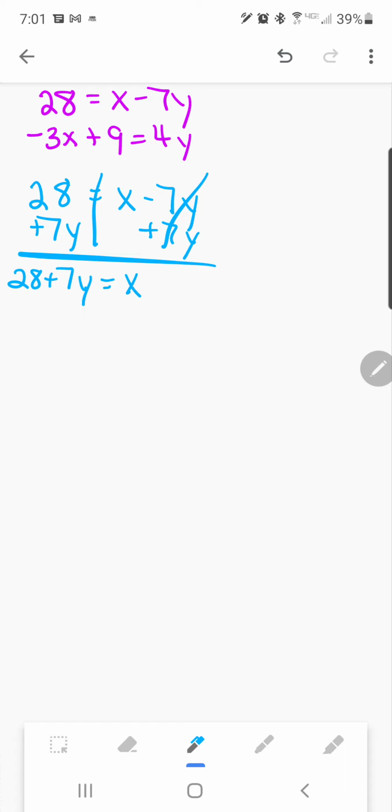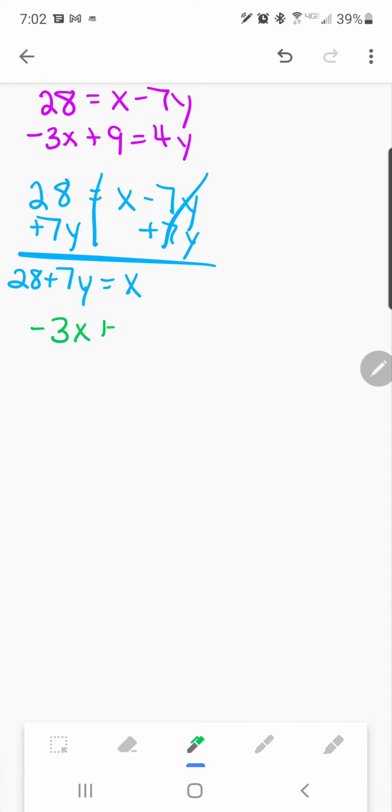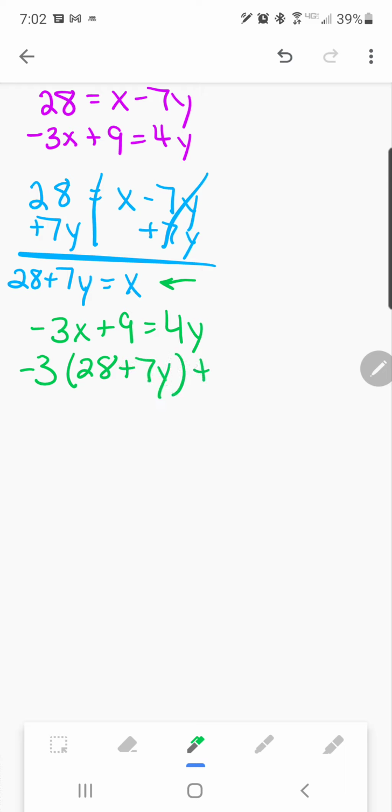So now you're going to use that. Since you know what x is, you can now substitute it into the other equation. If you substitute into the other equation, then you would have negative 3x plus 9 equals 4y. Since we just found that x is equal to 28 plus 7y, we're going to substitute that in everywhere we see x. So that would give us negative 3 times the quantity of 28 plus 7y, plus 9 equals 4y.